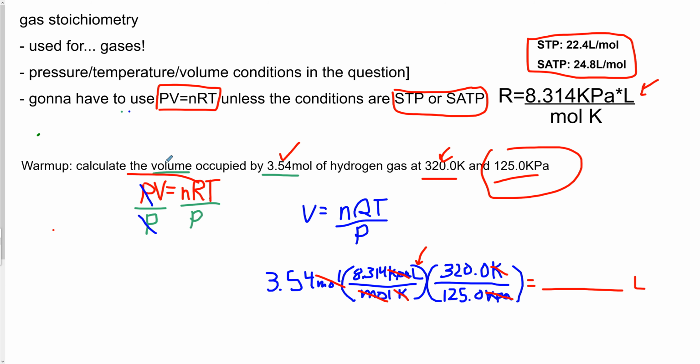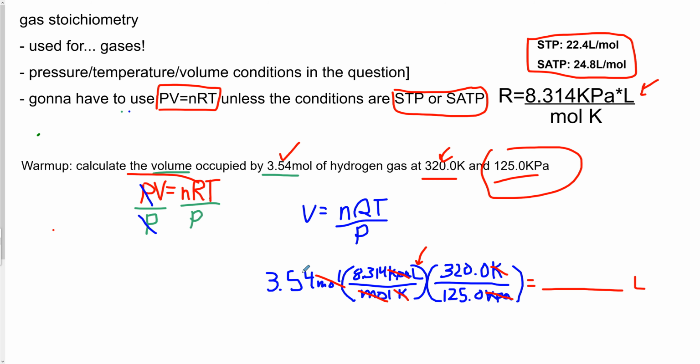If you just put all of this stuff in here randomly and then you put liters at the end, there's no way of proving that you know what you're doing, unless you cross stuff out. So always put the numbers in and cross them out, or the units in, cross them out appropriately. Remember, we multiply all the numbers on top. So 3.54 multiplied by 8.314 multiplied by 320. We divide by the bottom numbers, which is simply going to be 125.